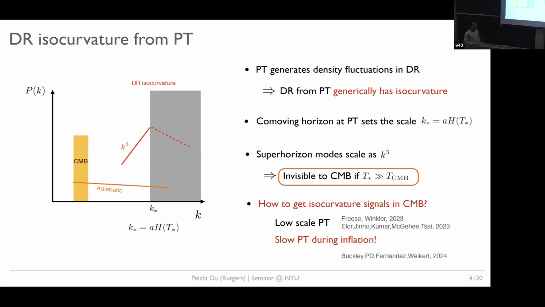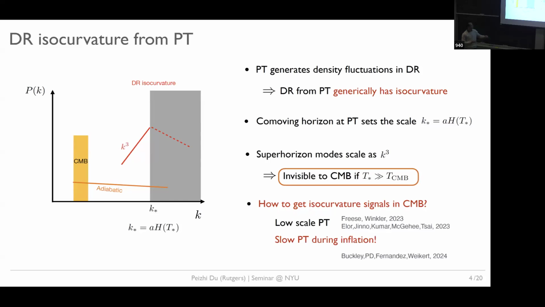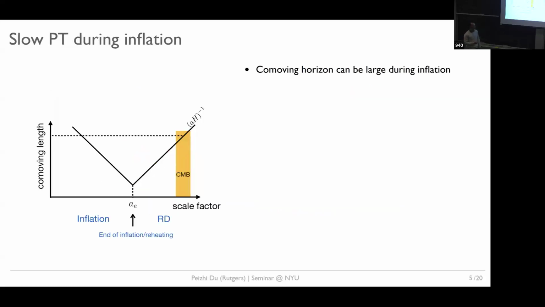In this talk, we will explore another scenario, which we also found very interesting: the slow first order phase transitions during inflation. And that is our favorite. Now you might ask, why do we need to consider phase transitions during inflation? What is slow? Here I want to introduce all the ingredients one by one.